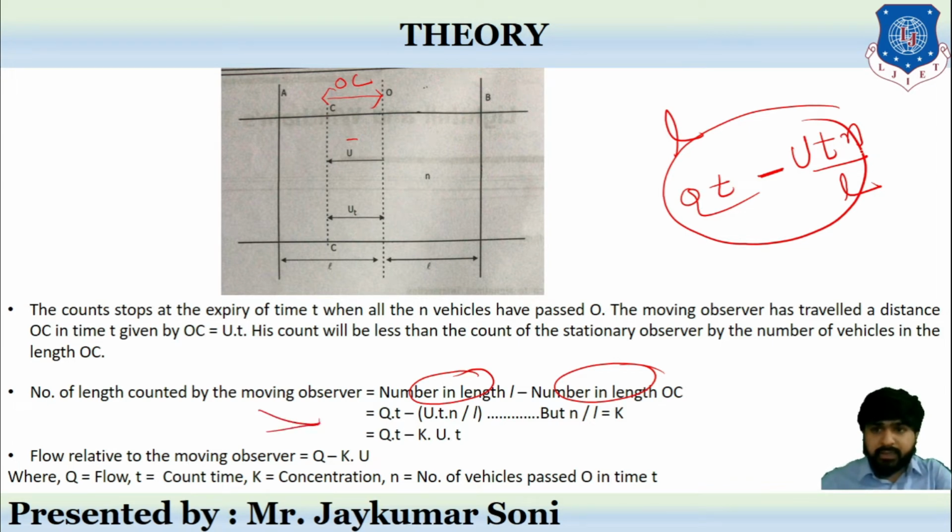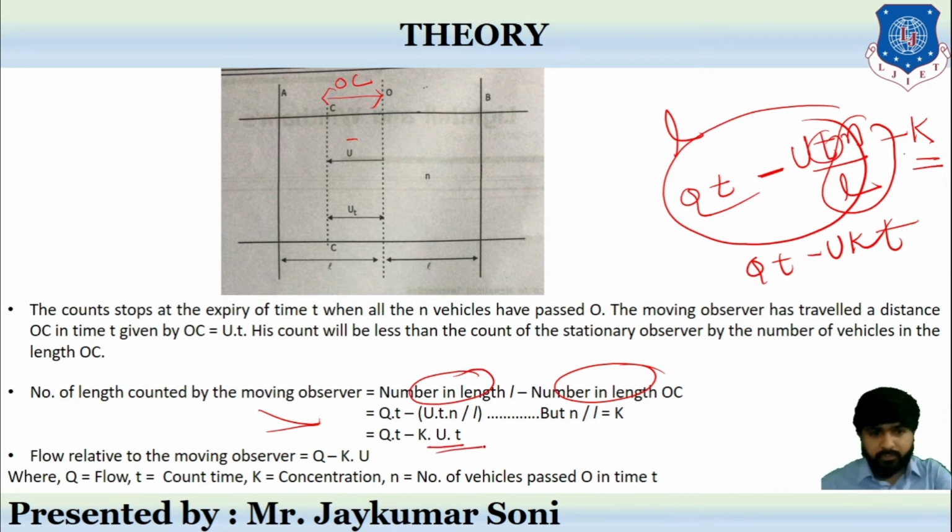Now see, this n by l is called k, and this k stands for density or concentration. So it will be qt minus uk, qt minus ukt, and t is also here. It will be t over here. So this is the equation. Now the flow related to the moving observer will be q minus k into u, where q stands for flow, t stands for count time, k stands for concentration, and n stands for the number of vehicles that pass O in the time t, which I already discussed.